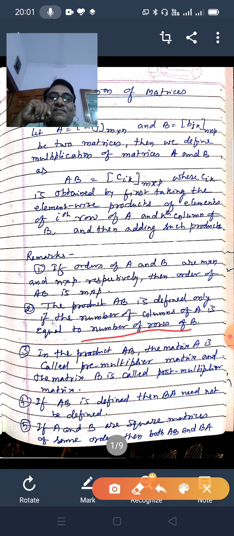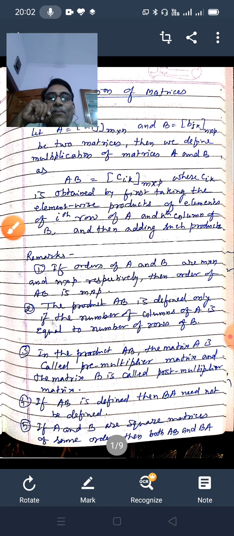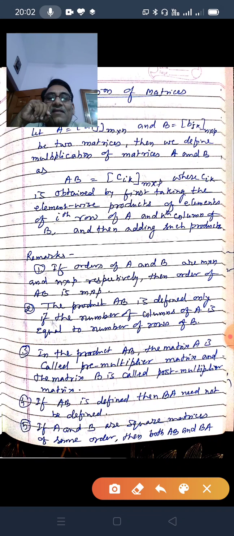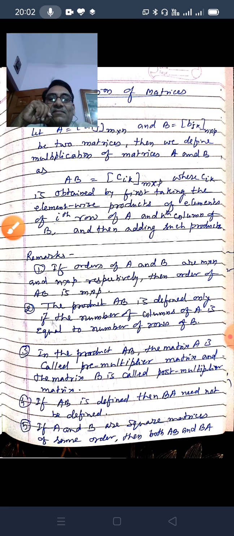Now the third remark: in the product AB, matrix A is called the pre-multiplier, and matrix B is called the post-multiplier. Then remark 4: if AB is defined, then BA need not be defined. And fifth: if A and B are square matrices of the same order, then both AB and BA are defined.